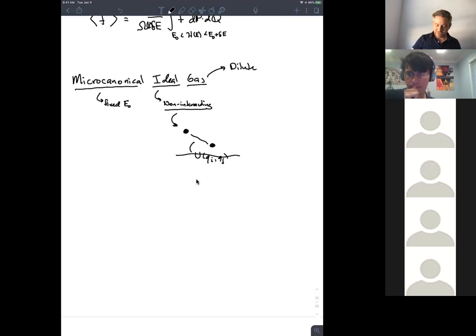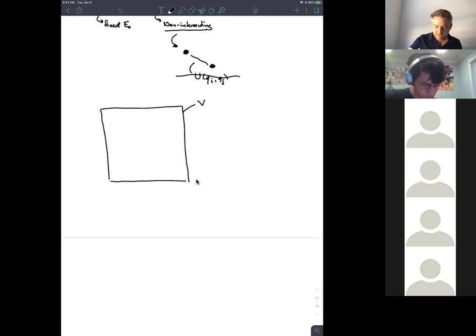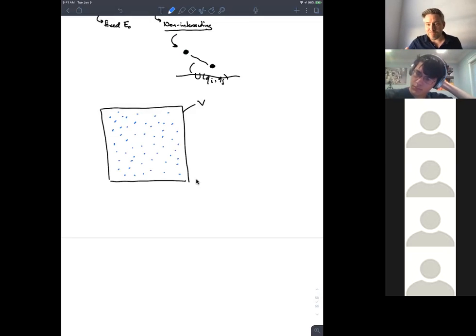Okay, so again, here is what our system looks like. It is a container. It has volume V. Into the container, we are going to put atoms and molecules of gas. So up to this point, it's exactly the same thing we said we were going to talk about on Monday. And now we're going to get a little bit more specific.